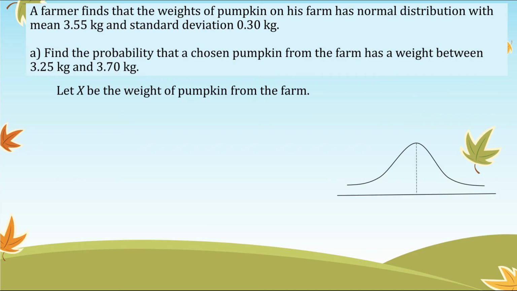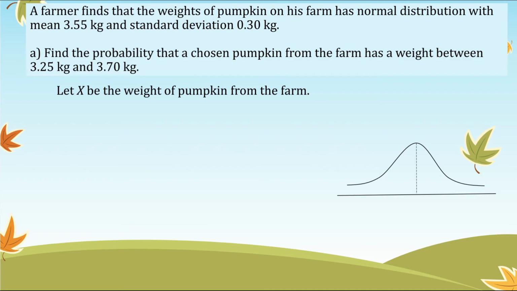A farmer finds that the weight of pumpkin on his farm has normal distribution with mean 3.55 kg and standard deviation 0.3 kg. Okay, let's define the value of x. So our x be the weight of pumpkin from the farm.